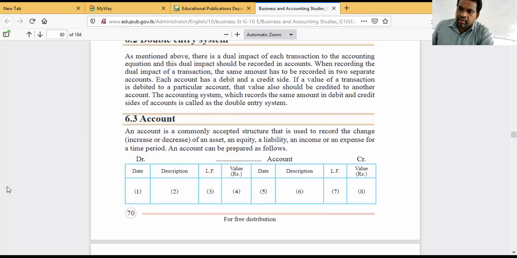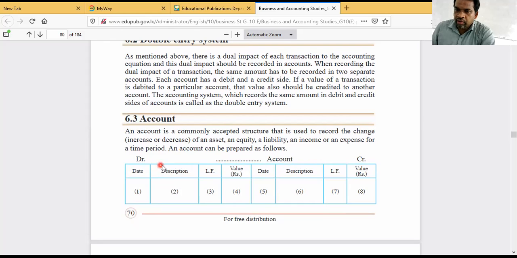Here, you are given a format of account. Then, from this line downward, this account has been divided into two parts. From this point to the starting point, debit side. From this point to the ending point of the right side, credit side.